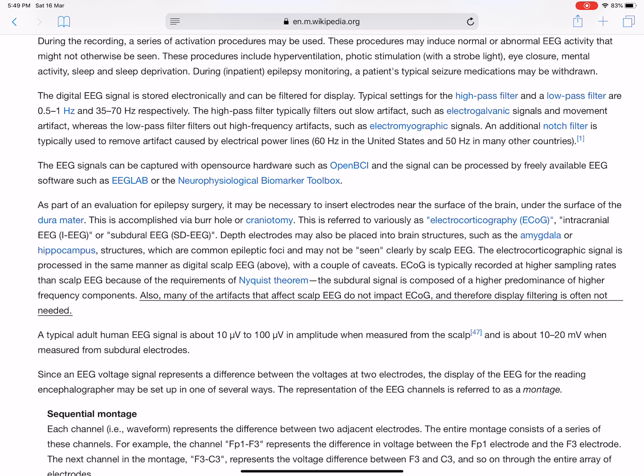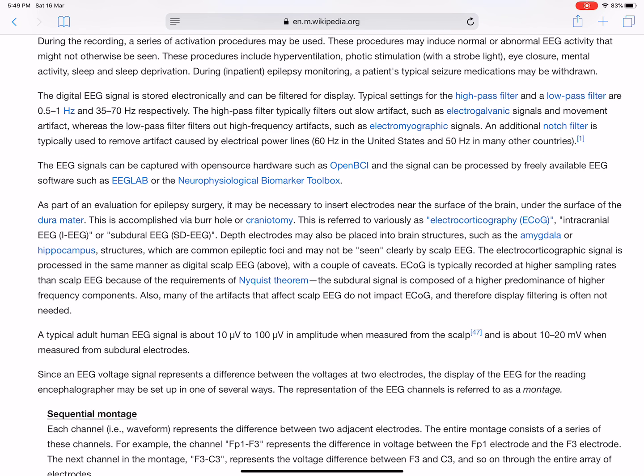A typical adult human EEG signal is about 10 to 20 µV in amplitude when measured from the scalp, and is about 10 to 20 mV when measured from subdural electrodes. Since an EEG voltage signal represents a difference between the voltages at two electrodes, the display of the EEG for the reading encephalographer may be set up in one of several ways. The representation of the EEG channels is referred to as a montage.